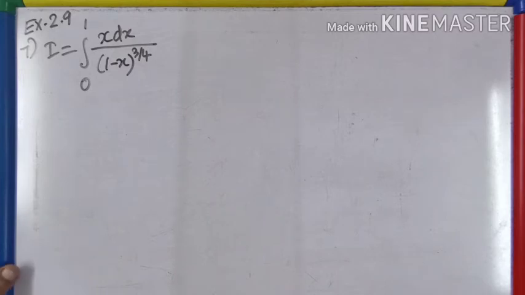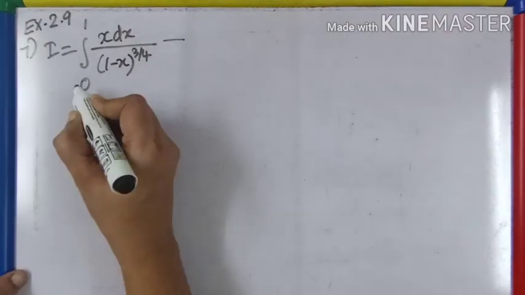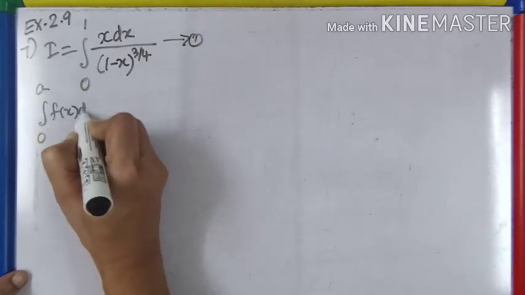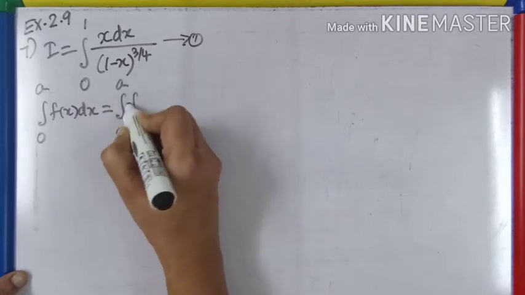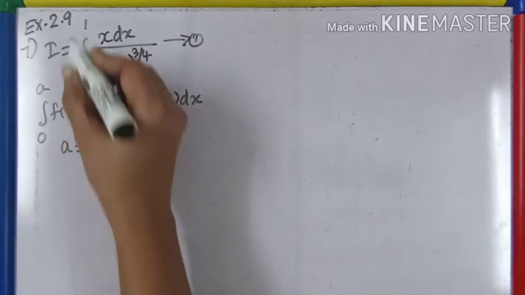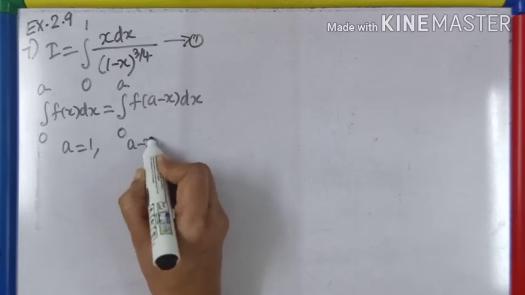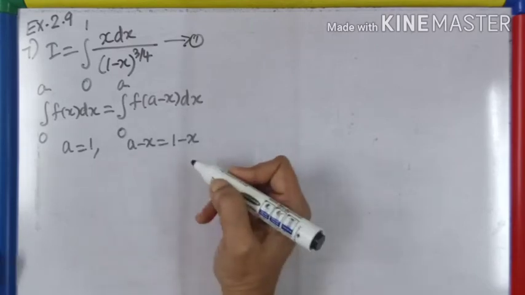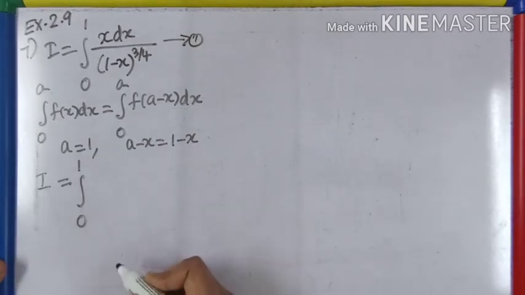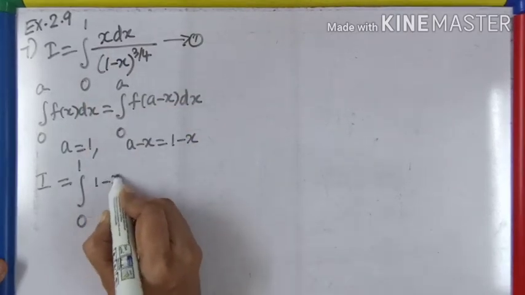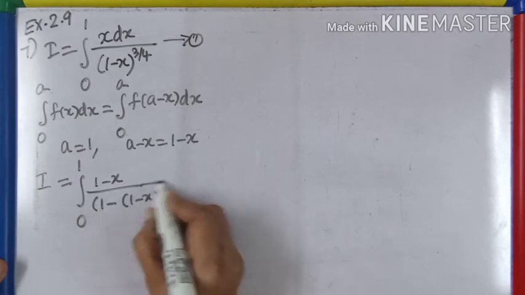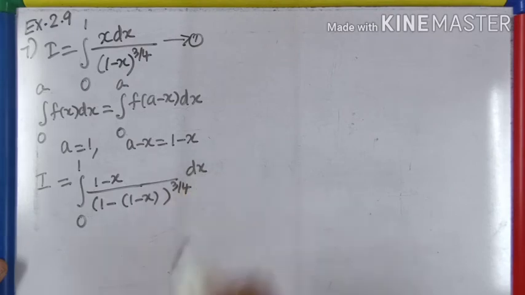Question number 7, exercise 2.9. Again it is from 0 to 1, somewhat like integral 0 to a f of x dx equals integral 0 to a f of a minus x dx. So wherever a is coming in this problem, it is 1. So a minus x means it is 1 minus x. So let me put it in the equation 1. I equals integral 0 to 1. Wherever x is coming, 1 minus x. Denominator 1 minus x, the whole power 3 by 4 dx.